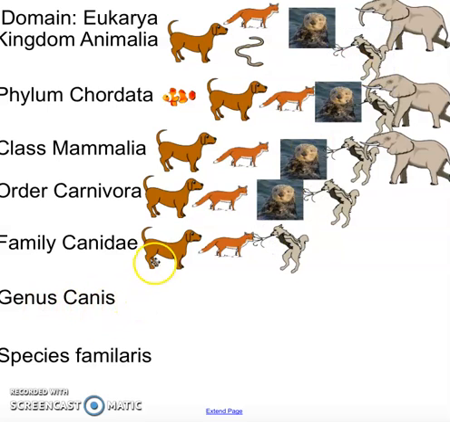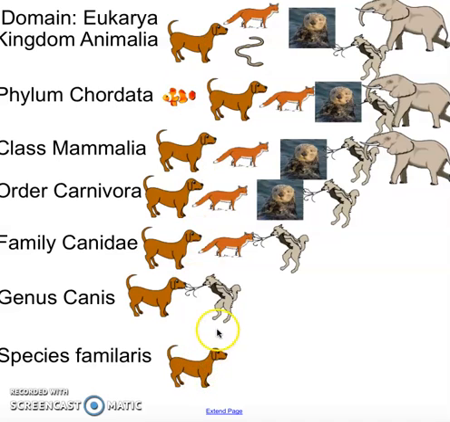Genus Canis, that means I just have now my dog and the wolf. Foxes do not belong to that genus or that grouping. And then species familiaris, that is your dog. Canis familiaris. Okay. What is the wolf? The wolf's species name is lupus. Okay. So you can kind of see how I started with a bunch of animals and I narrowed it down to just the one.